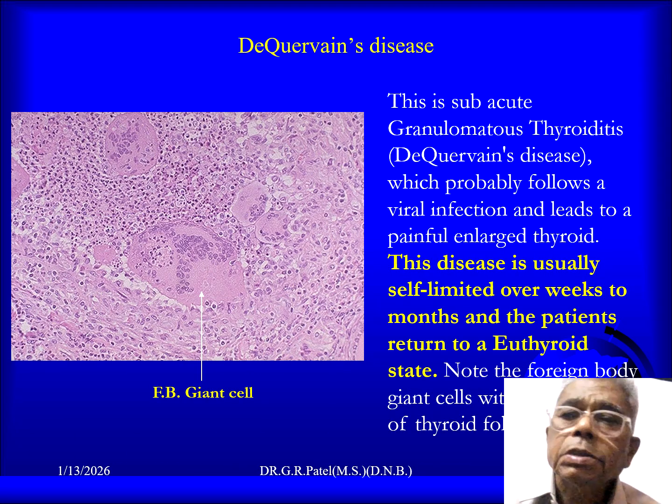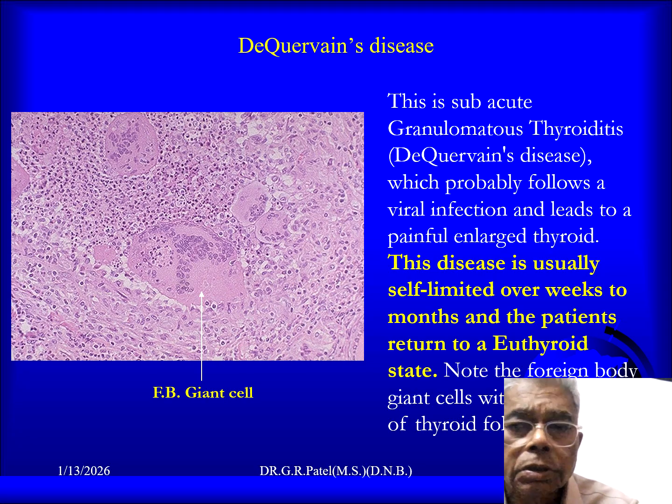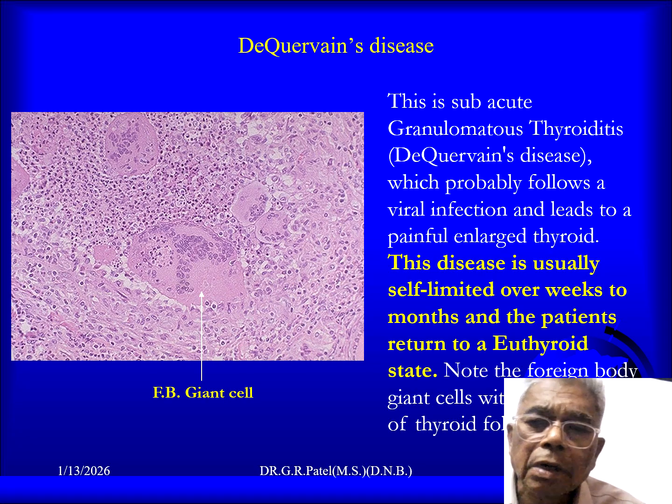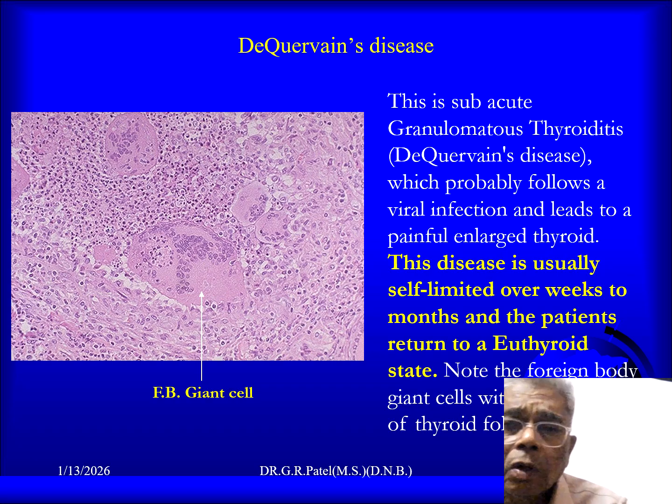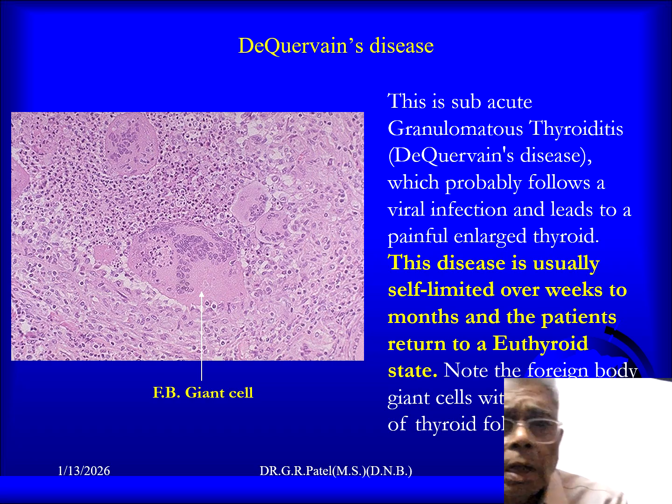De Quervain's disease. This is a subacute granulomatous thyroiditis, De Quervain's disease, which probably follows a viral infection and leads to a painful enlarged thyroid. This disease is usually self-limited over weeks to months, and the patients return to euthyroid state. Note the foreign body giant cells within the high power field.